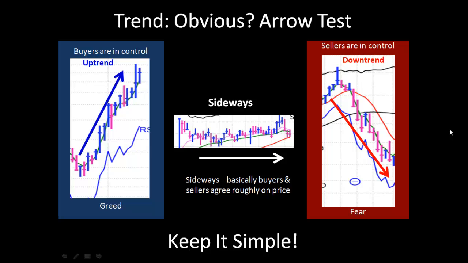How do we know if we're in a trend? Well, it should be obvious. And one way to do that is to draw an arrow. Here is a clear uptrend. It's nothing fancy. We're keeping it simple. In this example, price action is not really going up and not really going down, so it's sideways. You get a sideways arrow. Downtrend, clearly, sellers are in control here. The price is falling. You don't need to make things complex or use fancy indicators to identify the trend.